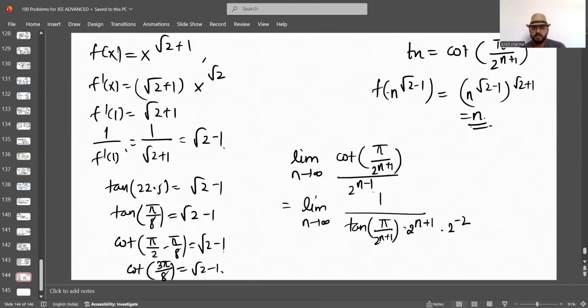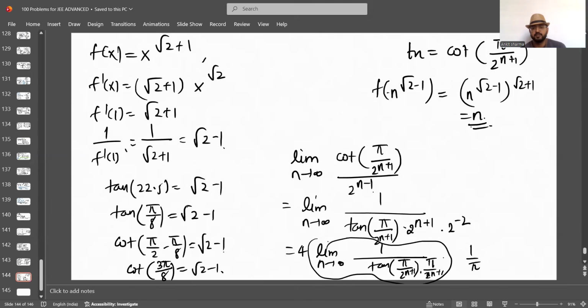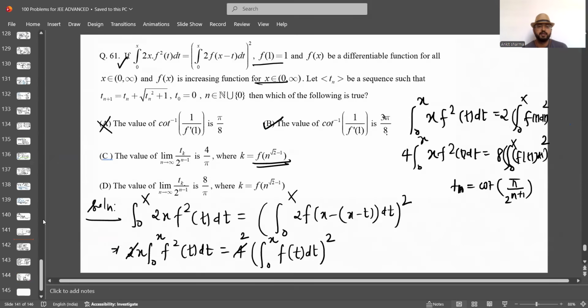And then this part I'll be writing here 4 times limit n tends to infinity. And then 1 over, this will be tan of pi over 2 to the power n plus 1 into 1 over 2 power n plus 1. So I'll multiply here by pi and divide by pi. So this gives me tan theta over theta, which is 1. So I get 4 over pi. It's going to be equal to 4 over pi. And that makes my option C correct. So when C is correct, then automatically D is incorrect.